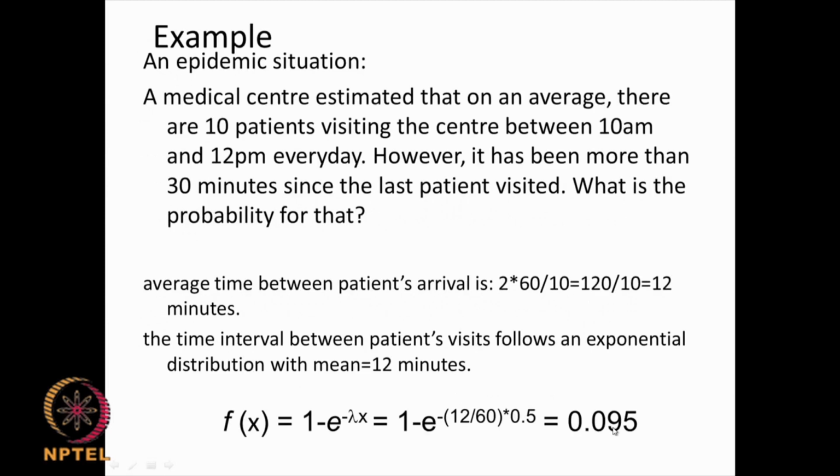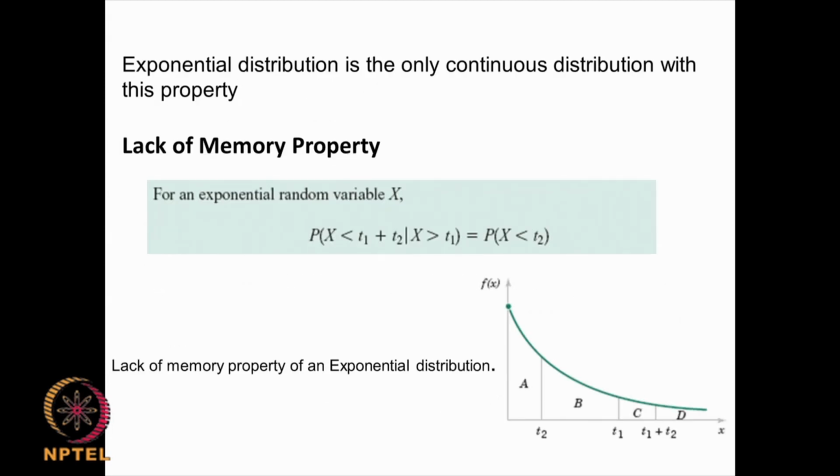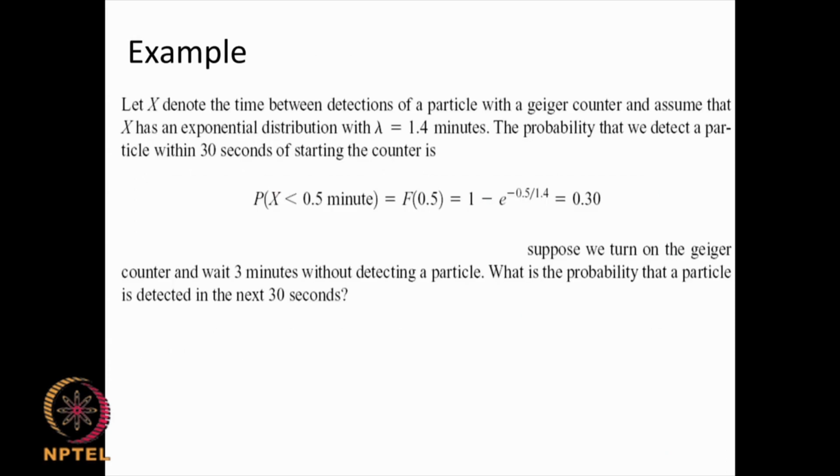The same thing is obtained from this equation also, 1 minus e raised to the power minus 12 by 60, where the 12 is converted into hours, that is why we are dividing by 60, multiplied by 0.5. That gives you 0.095. So, we get the same answer using the Excel command also. It is simple. Now, it lacks memory. That is the most important property of the exponential distribution.